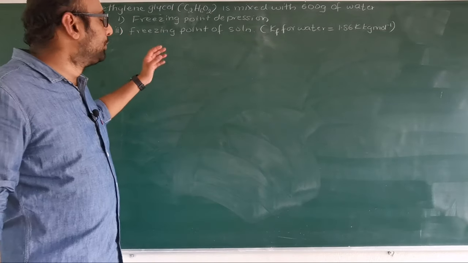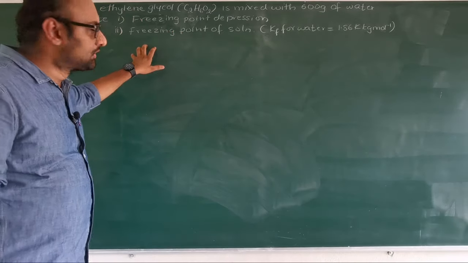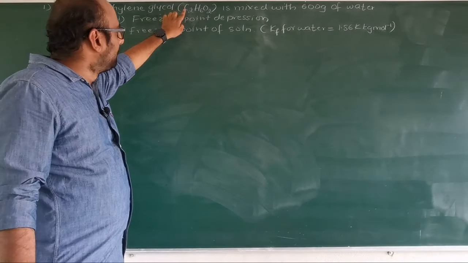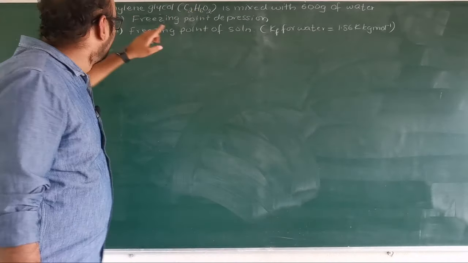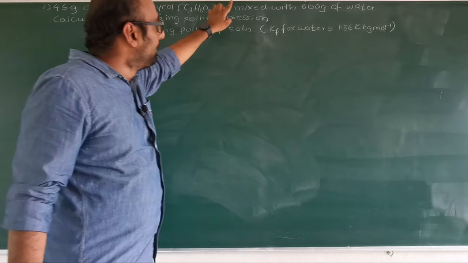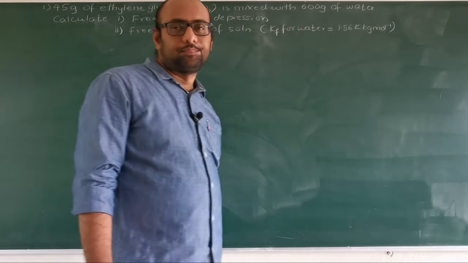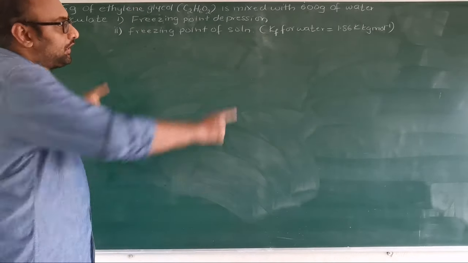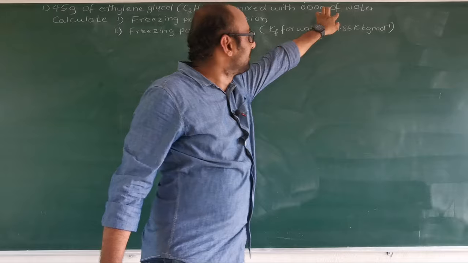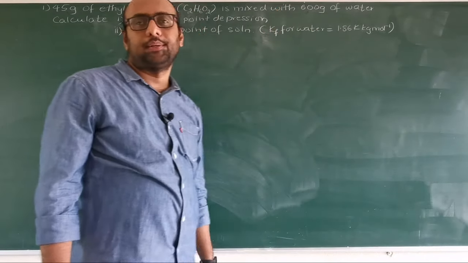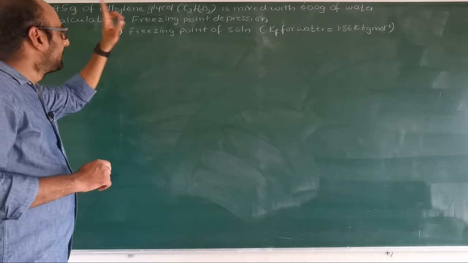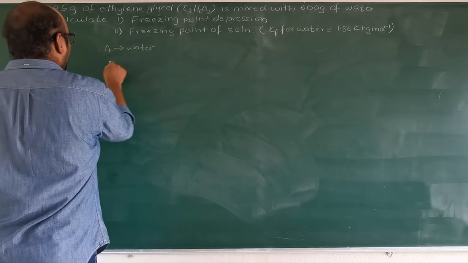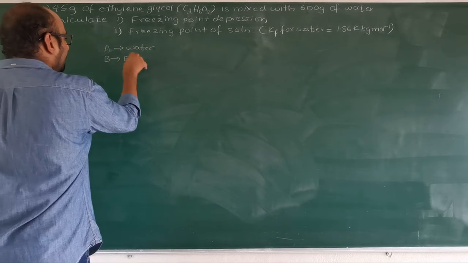Now, let us solve some numerical problems on depression in freezing point. Starting with the first problem, we have 45 grams of ethylene glycol, whose molecular formula is C2H6O2, mixed with 600 grams of water. The masses of both are given. Comparing them, water is present in larger quantity, hence water is the solvent. Ethylene glycol is present in smaller quantity, so ethylene glycol is the solute. Here the solvent is water and the solute B is ethylene glycol.